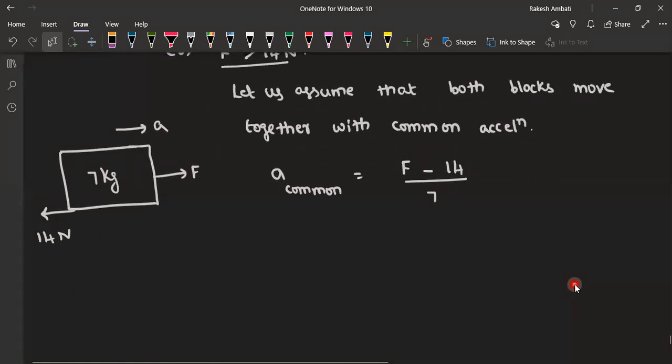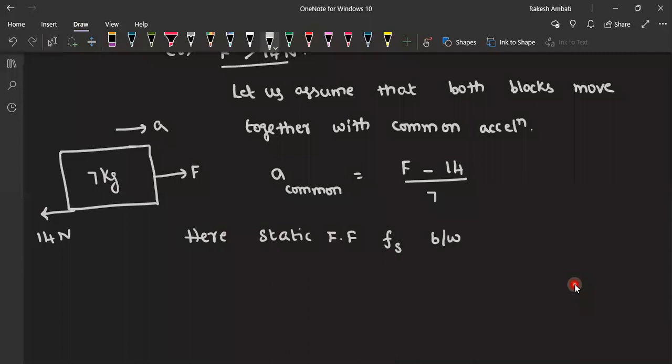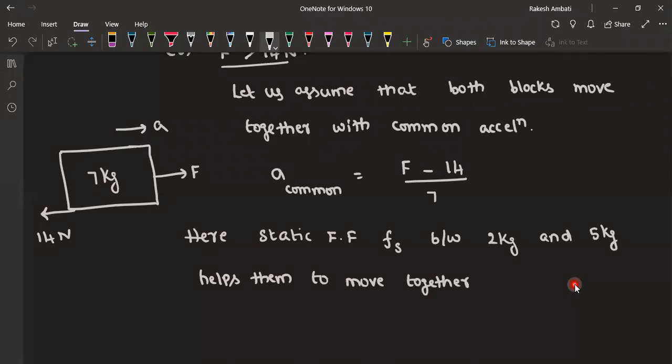Here, the static frictional force Fs between the 2 kg block and the 5 kg block helps them to move together with the same acceleration. Is the point clear?